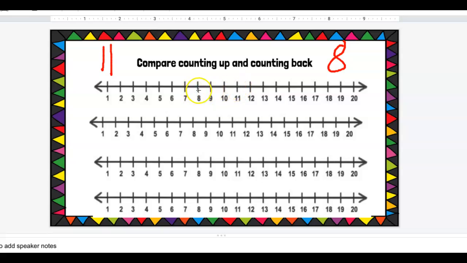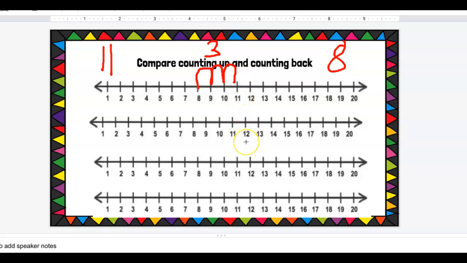You can start at 8, and I bet a lot of us did this, and we wanted to see how many hops it was to get to 11. So we did 1 hop, 2 hops, and 3 hops, right? And we found out that our missing number was 3. Are you one of those people? I bet there's some of you out there.